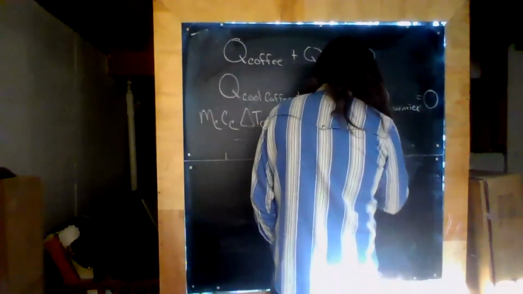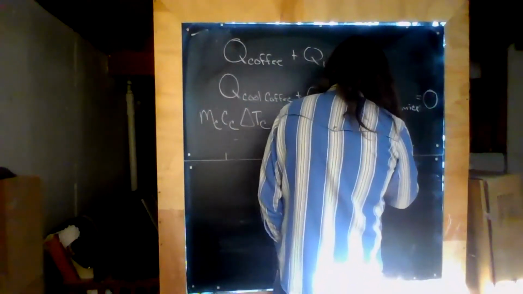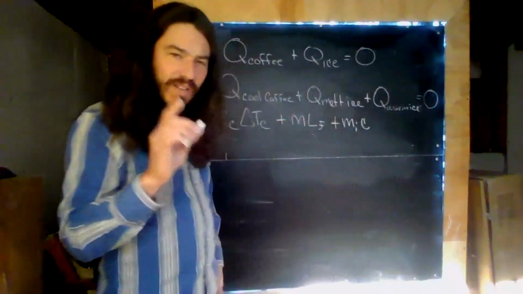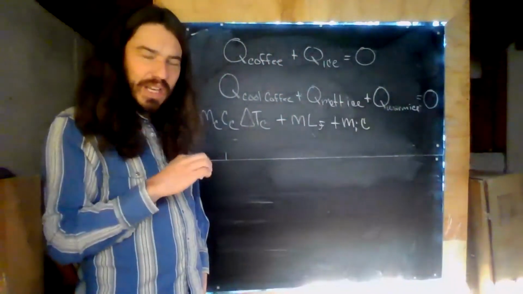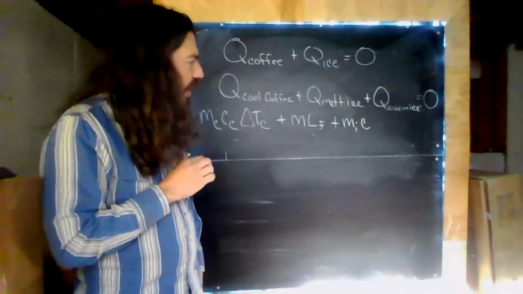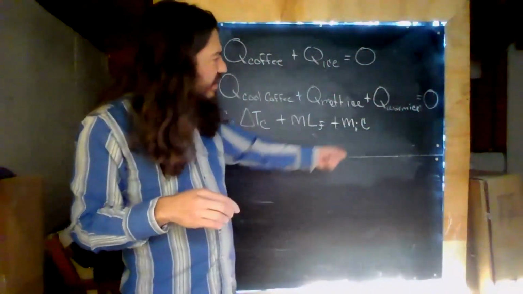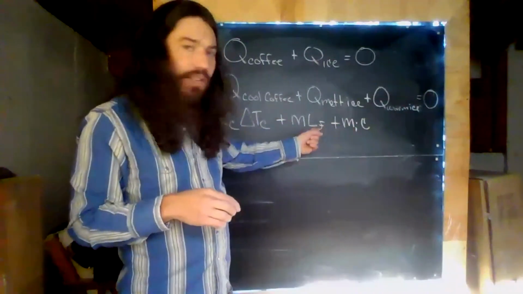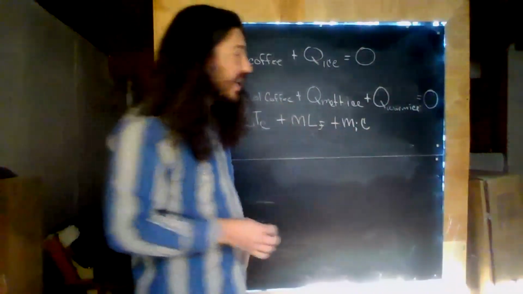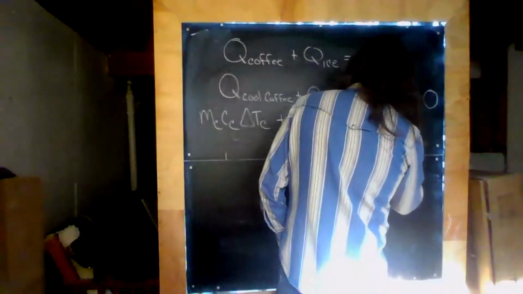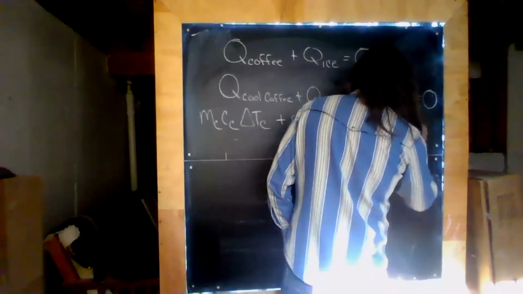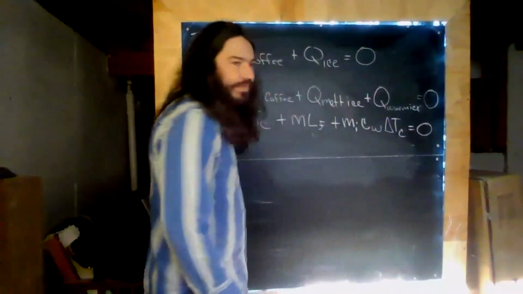This is going to be the mass of the ice, C. Should we use the specific heat of ice or the specific heat of water? It was ice when I put it in my coffee. But now that it's starting to warm up, it's already melted, isn't it? So this needs to be the heat capacity of water. And that's delta T of the coffee equals 0.